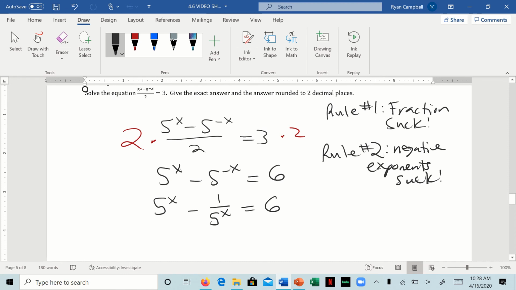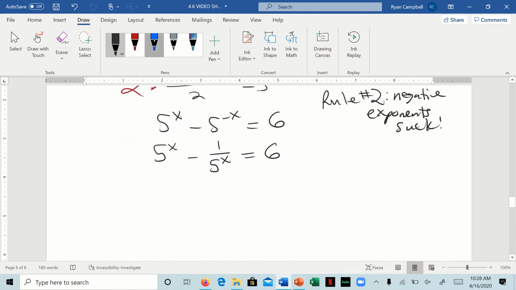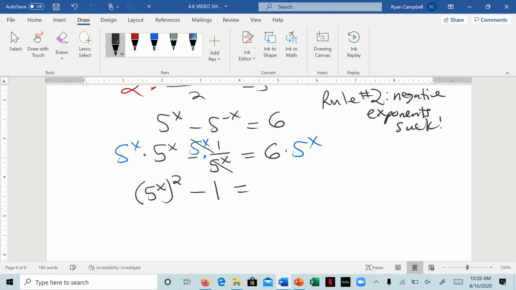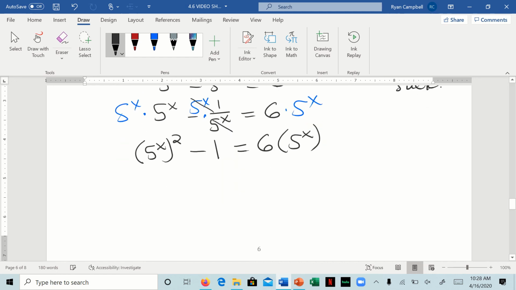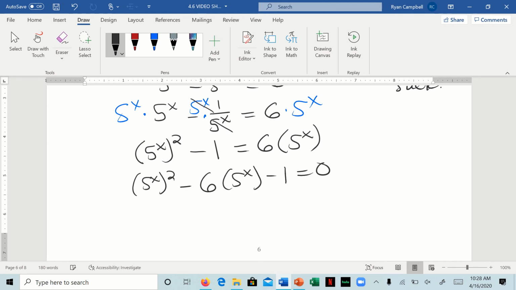Now we're back at rule number 1: fractions suck. Get rid of them. So this time we'll just multiply everything by 5 to the x. So we have 5 to the x times 5 to the x, which I would like to put as 5 to the x squared. These two are going to cancel, so we get minus 1 equals 6 times 5 to the x. If we put everything to one side, we see this is 5 to the x squared minus 6 times 5 to the x minus 1 equals 0.